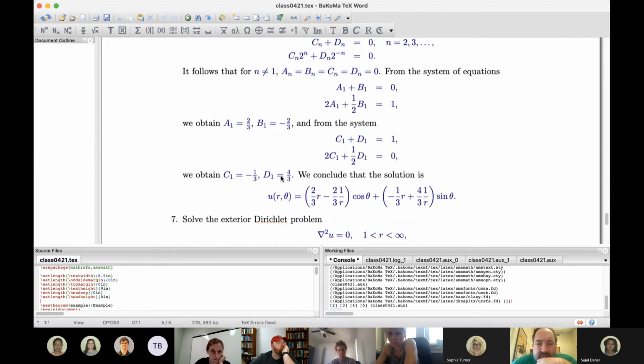So these are the values of C1 and D1 that we get. Then we go ahead and substitute the values of our coefficients into the general solution formula and get this. So the A's and B's go in front of cosines, C's and D's go in front of sines. Are there any questions on this one? This is a bit more of a pain.